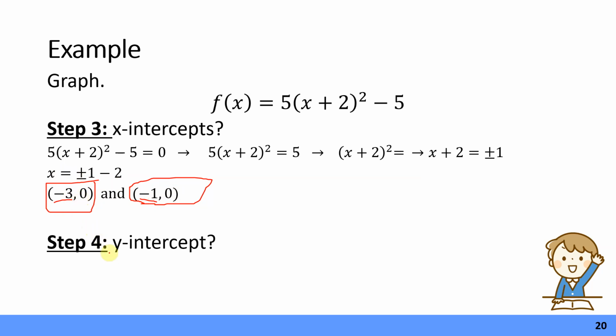All right, step 4, we're almost done. Step 4, to find the y-intercept, remember it's always the same thing. You just substitute a 0 for the x value.